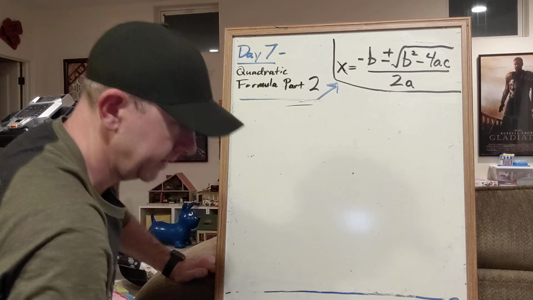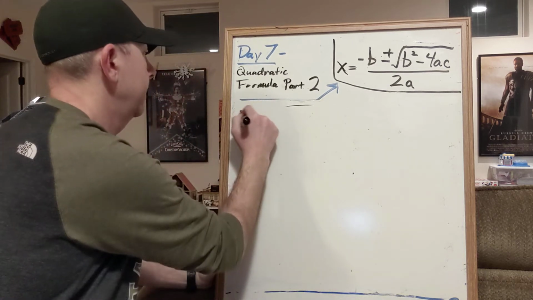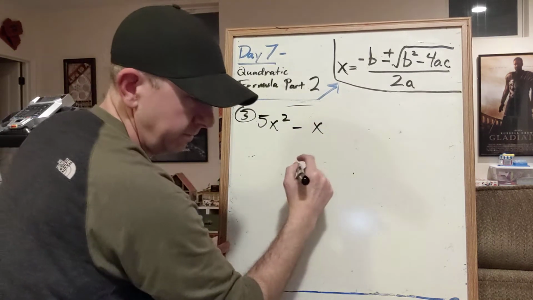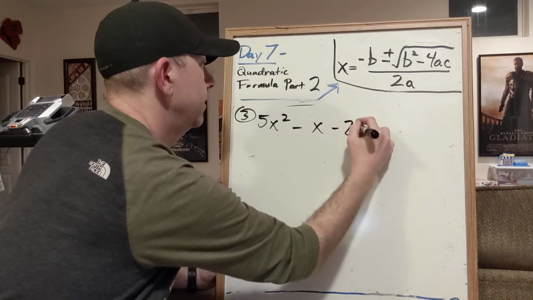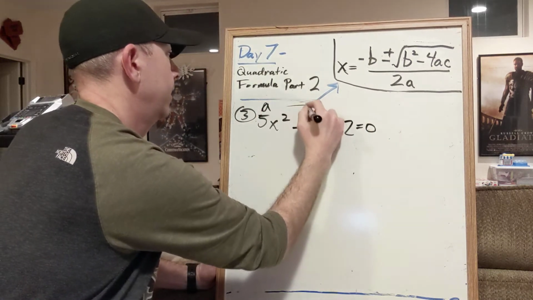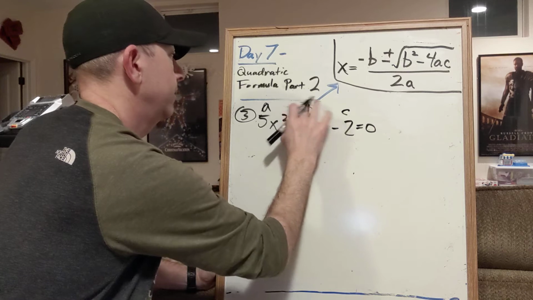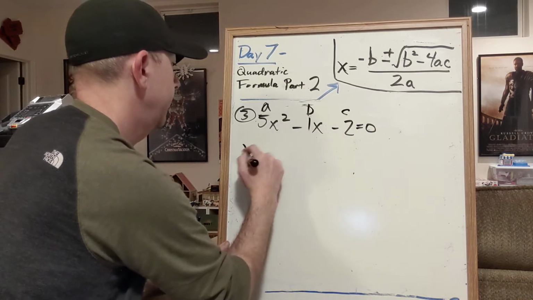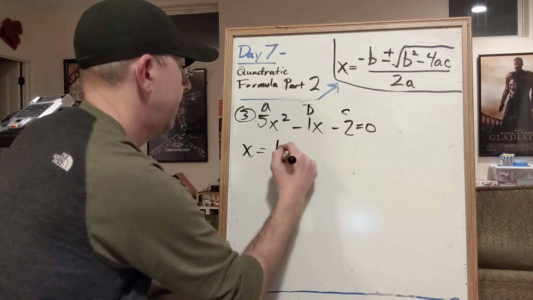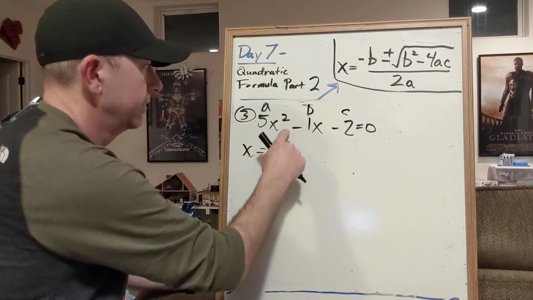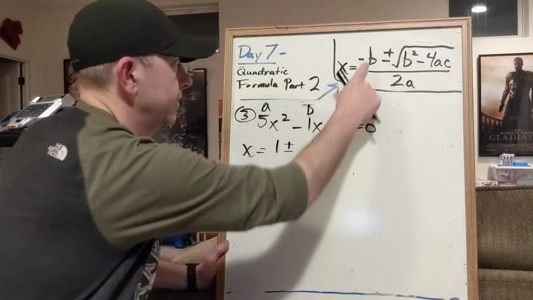So let's keep moving here with this. So number 3, we got 5x squared minus x minus 2 equals 0. So I always go through and label right away A, B, and C. So when there's nothing there, that's really a 1. So here we go. X equals opposite of B, so a positive 1. Remember, opposite of B just means negative B. So negative negative is why this is a positive from up there.